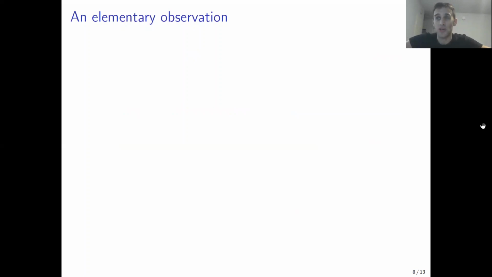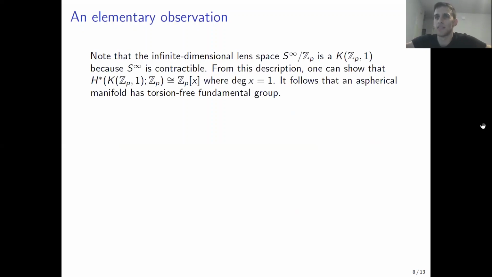So now it comes to the elementary observation that I promised earlier. Before we get to that observation, just a fact that some of you may or may not know. If you consider the infinite dimensional lens space, which is just the infinite dimensional sphere mod Z/p action, here p is prime, this is a spherical space. S infinity is contractible, and we're taking a free quotient of it. So we have fundamental group Z mod p and all higher homotopy groups 0. So it's aspherical with fundamental group Z mod p, so it's a K(Z/p, 1).